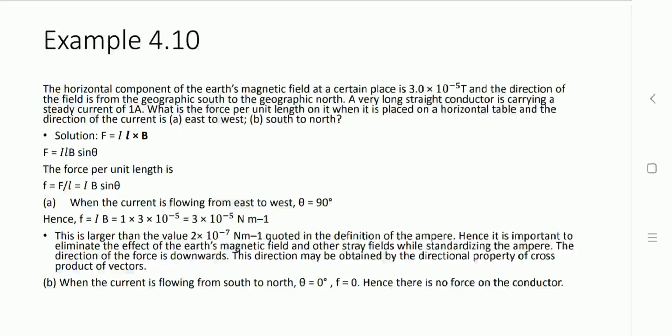So the direction of the force is downward. The direction may be obtained by the directional property of the cross product vector. When the current is flowing from south to north, theta is 0, so the force is 0. So no force is available on the conductor. Clear? I hope you understood this whole session. Thank you.